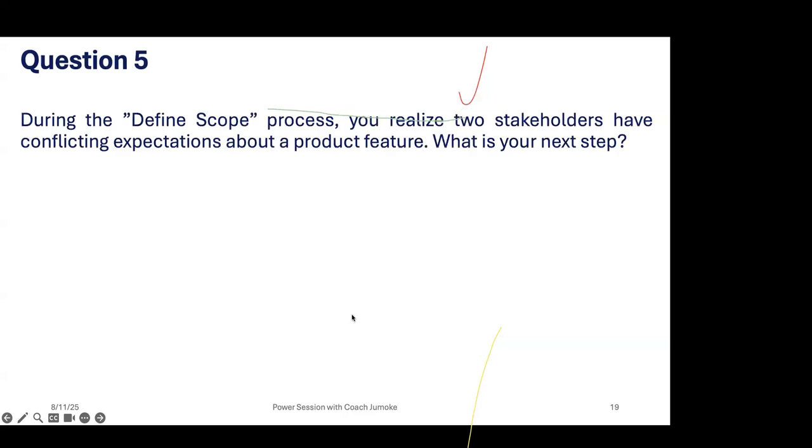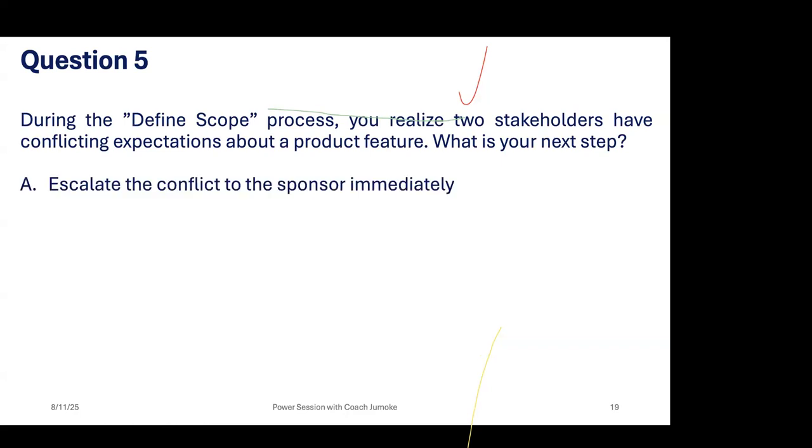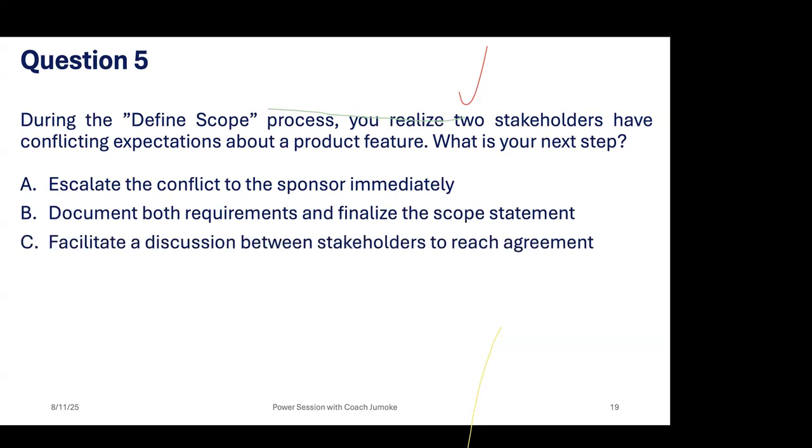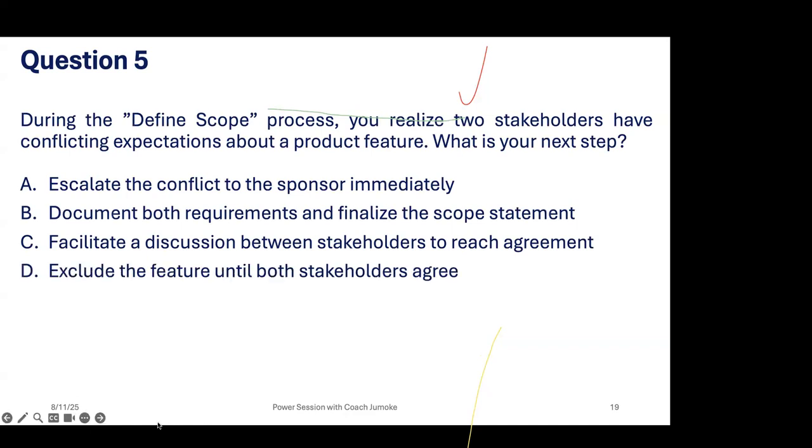Question 5. During the define scope process, you realize 2 stakeholders have conflicting expectations about the product feature. What is your next step? A, escalate the conflict to the sponsor immediately. B, document both requirements and finalize the scope statement. C, facilitate a discussion between stakeholders to reach agreement. D, exclude the feature until both stakeholders agree.